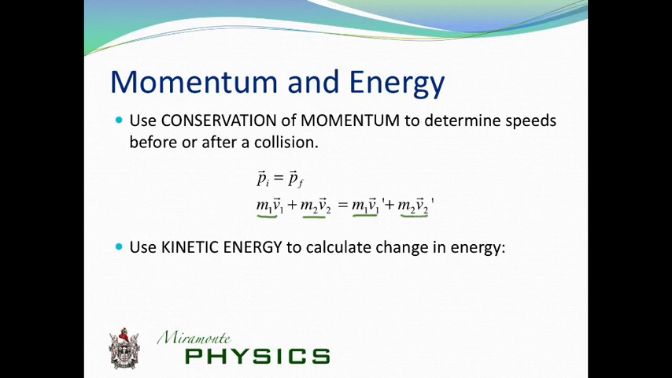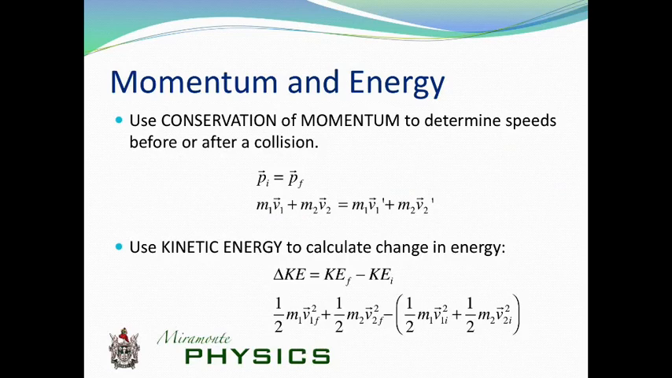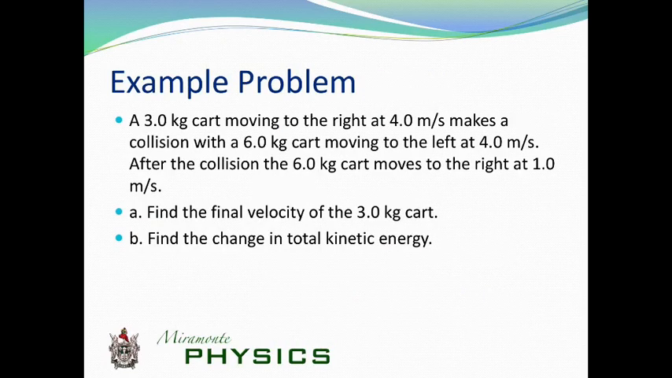You're given some masses and some speeds. You can find the missing ones. You can also find the change in kinetic energy. Remember that change in kinetic energy is kinetic energy final minus kinetic energy initial. So, final energy is going to be 1/2 m1v1 prime, or final, squared, plus 1/2 m2v2 final squared, minus the initial energy. So we're going to ask you to calculate both what are the speeds that are missing and then what is the change in energy. So here's an example.